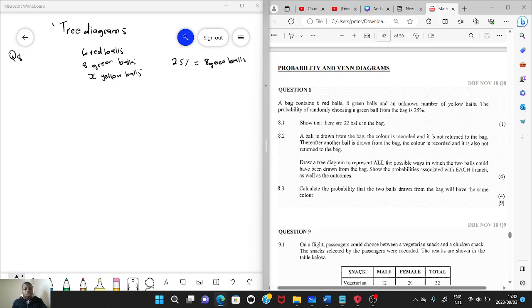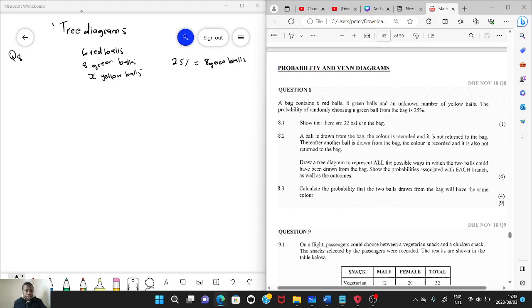The first thing that we're going to do, here we have a tree diagram. So let me do this first. Okay, let's do this.